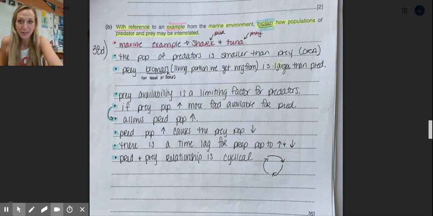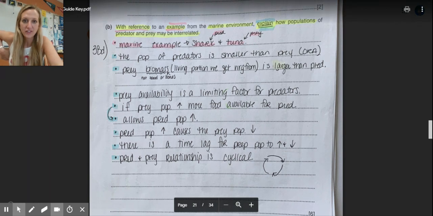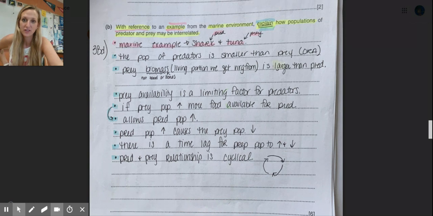Something that's not a limiting factor in the ocean is water. Normally that would be a limiting factor for photosynthesis, but in the water, no, it's not a limiting factor. If the prey population increases, then there will be more food for the predator. Therefore, the predator population can increase. If the predator population increases, this will cause the prey population to go down because there's too many of them.